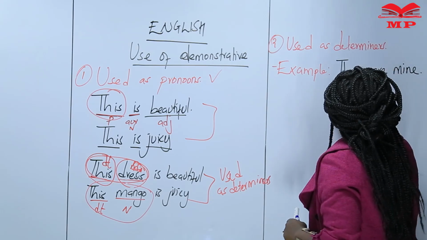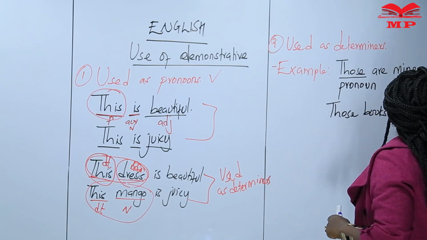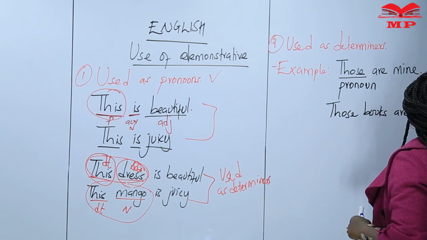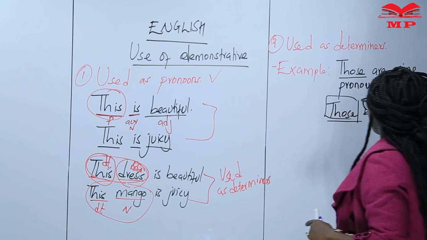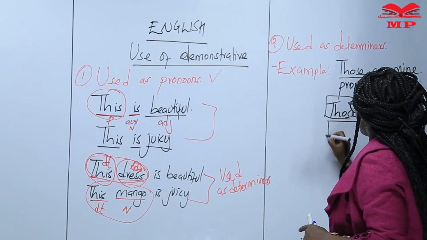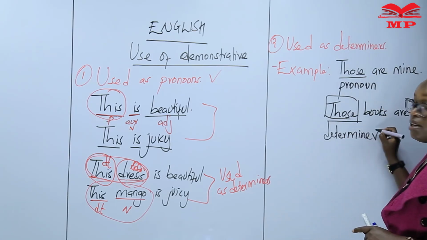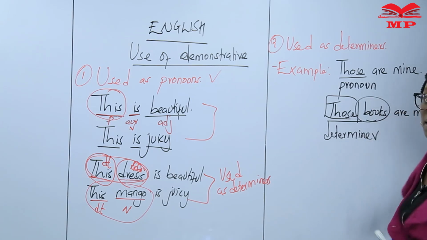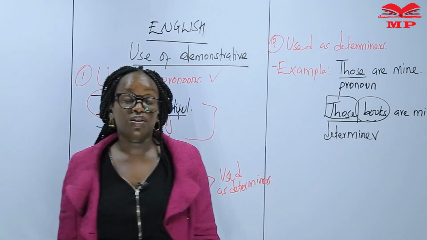But if I change this sentence and I have, those books are mine, then this demonstrative here has been used as a determiner because it is used to introduce the main noun in this sentence, which is books. Those are the two main uses of the determiners.